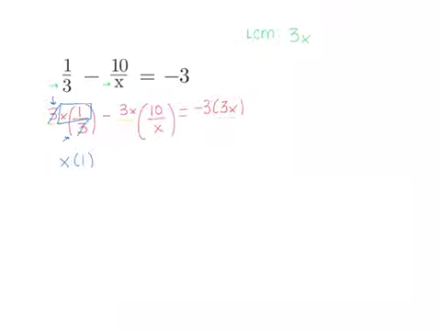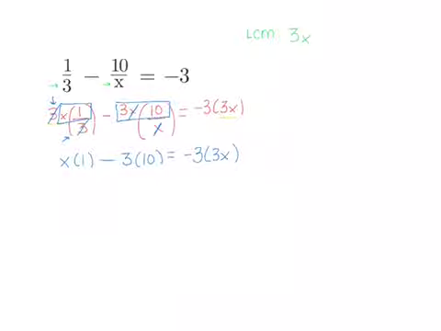In my next term, I have this subtraction sign here, this x in the numerator will cancel with this x in the denominator. So I'm left with that 3 there that's being multiplied by 10. Again, I'll simplify that in a moment. Then over on the right-hand side, I don't have a denominator, so nothing can cancel. So I just have the -3 times 3x.